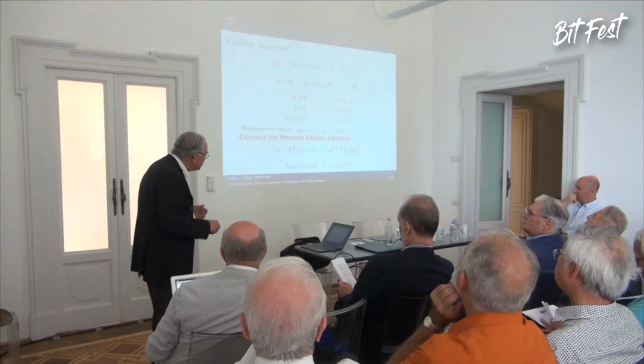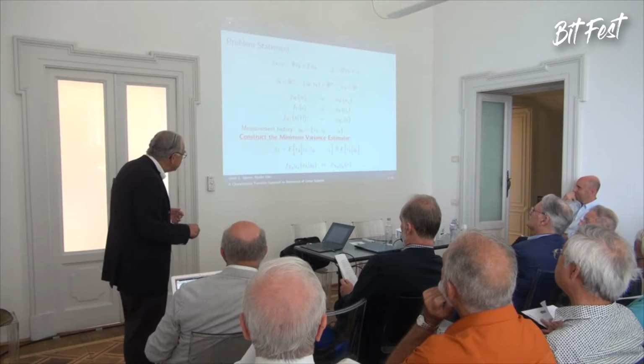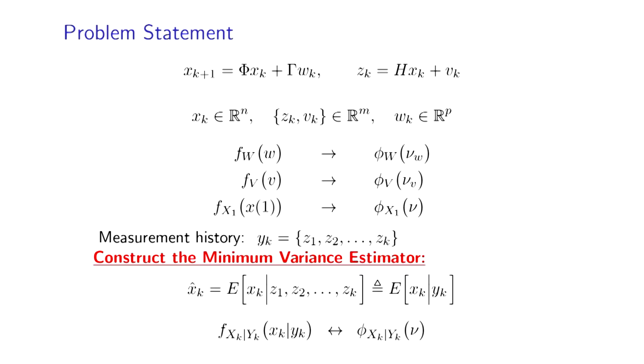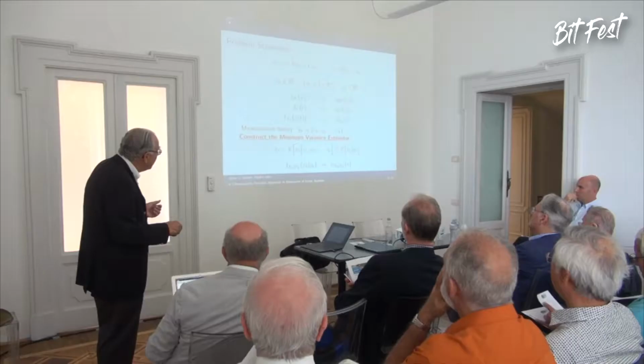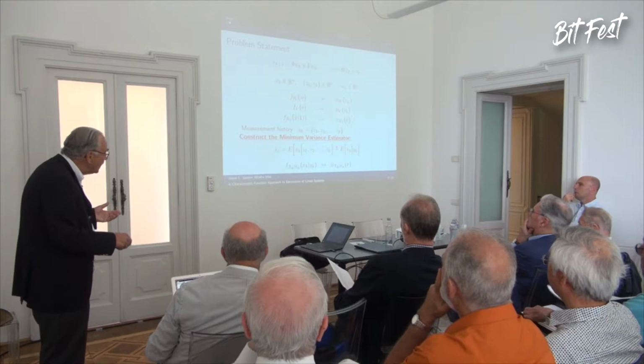In conjunction with that, we also have the notation that phi is now the characteristic function of this density function. This characteristic function is like a Fourier transform of this density function. So that's what the characteristic functions are associated with x of k given y of k, nu being the spectral variable. In the scalar cases, these may be scalars; nu is usually an n vector associated with the dynamical system. So what we want to do is propagate this phi.